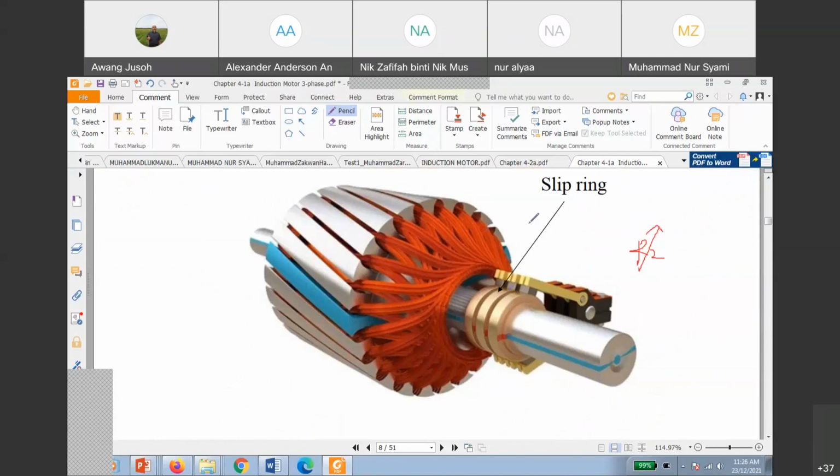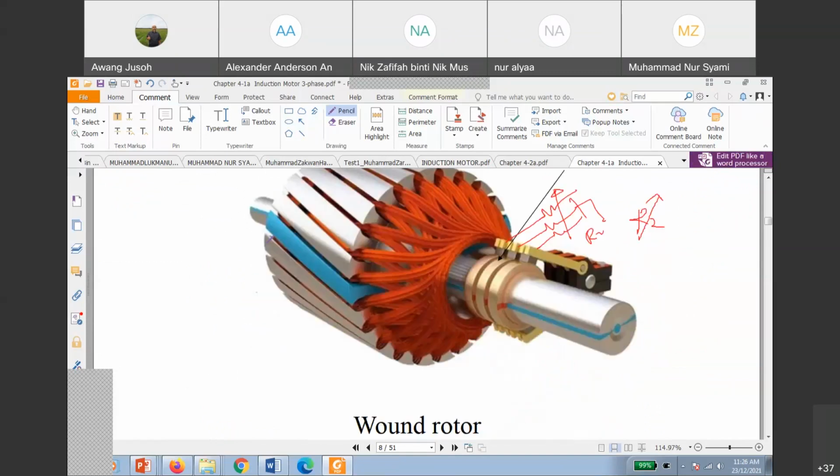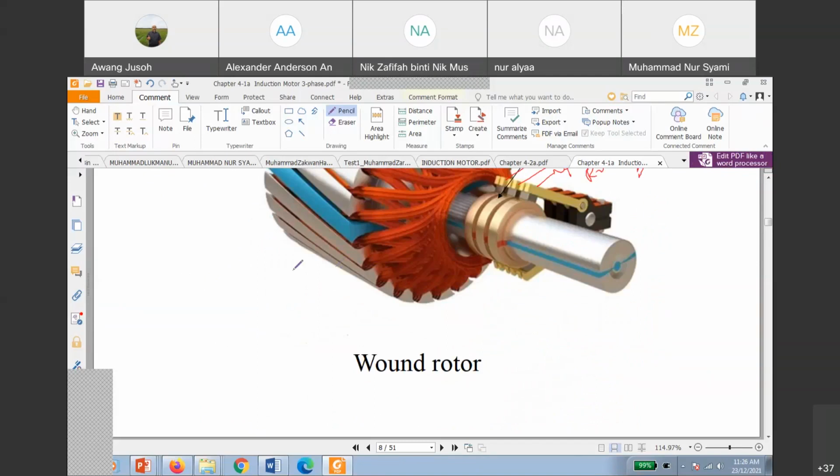We have three rings, so you have one resistor, two resistors, and three resistors. And this is your variable resistor where you can change R2. That's handy. So this can be done by the wound rotor machine. Okay, hopefully you can differentiate between the wound rotor machine and the squirrel cage.